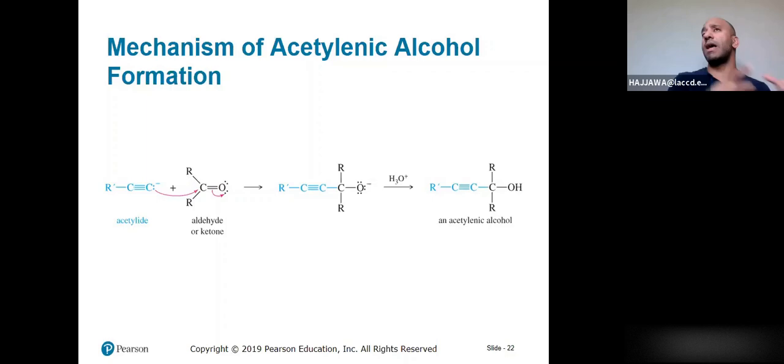So reacting acetylide with RX, where RX is a methyl X or a primary X, that's an SN2 reaction. But if I have an acetylide reacting with a carbonyl carbon of an aldehyde or a ketone, that will be a nucleophilic addition because you are adding the nucleophile and you are generating an alcohol at the end. We are not substituting anything in here.